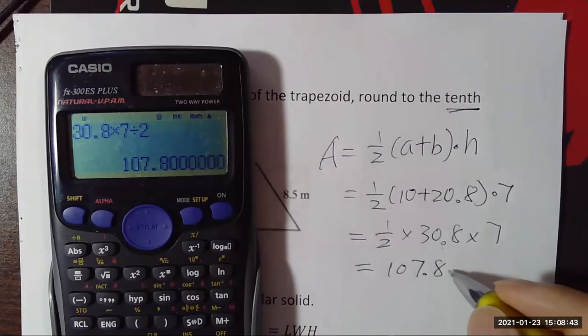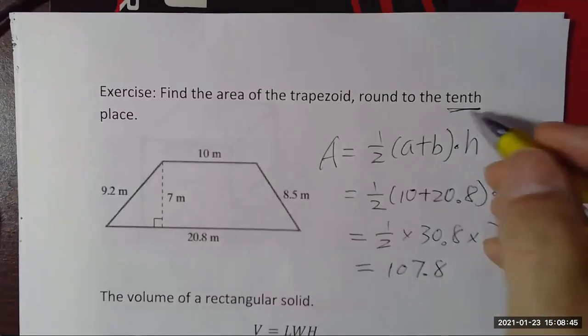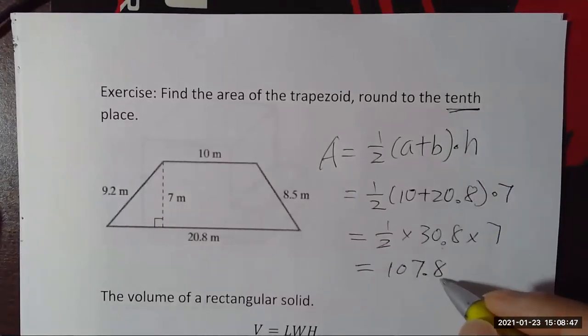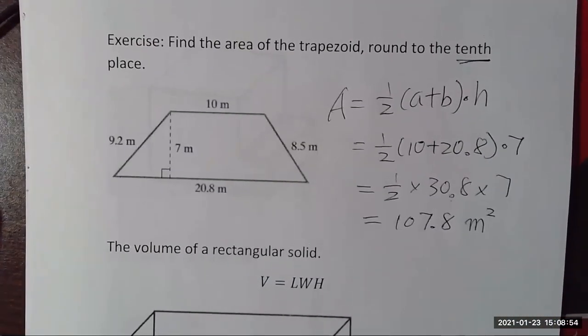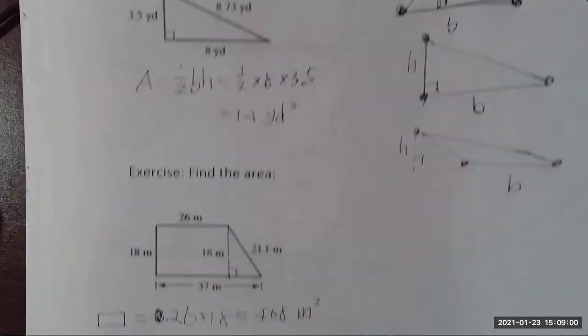107.8. The rest are zeros since we need to have one decimal digit. So this is our one decimal digit. And the unit is square meters. Yeah, very straightforward. Now let's go back to recalculate the other one, this one.